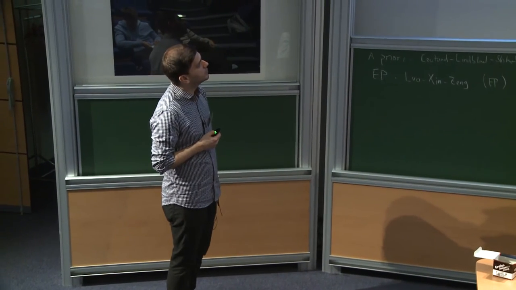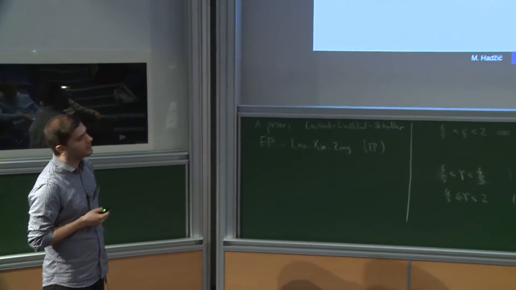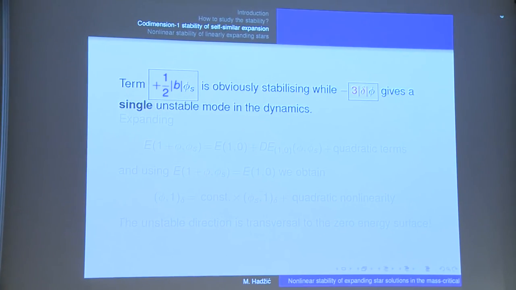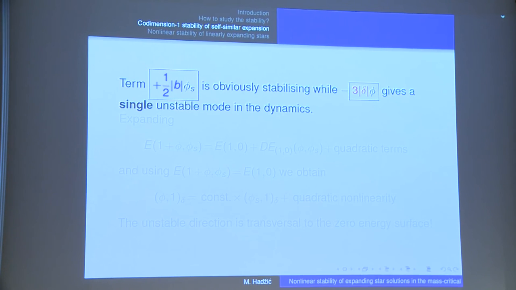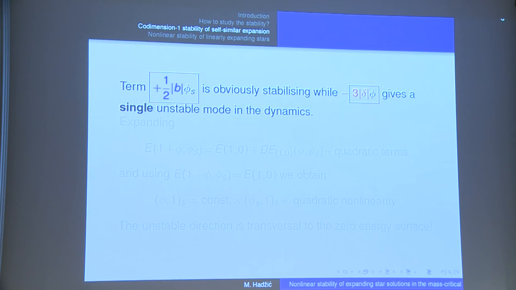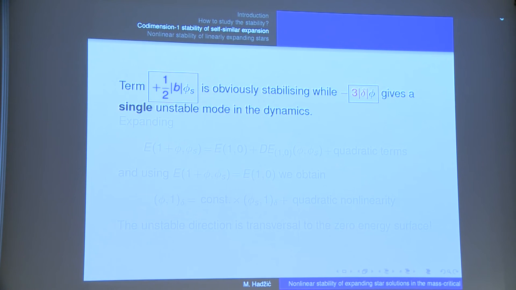This term here is obviously the good guy. This is the bad guy. This will give you exactly one unstable mode. But this is not surprising. I told you that it has to be unstable. Remember, the self-similar expansion was a codimension one phenomenon. So clearly this has to be the case.